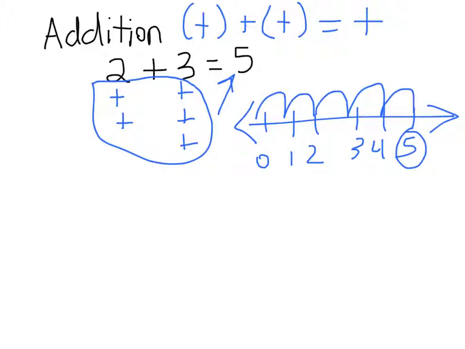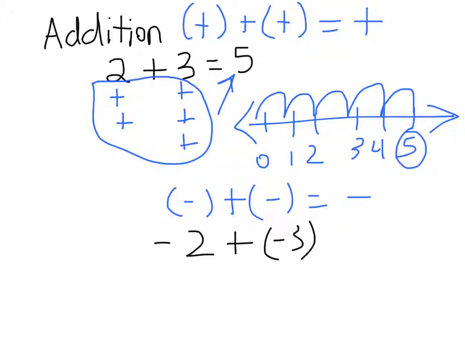When you have a negative plus a negative, it will always be a negative. For example, if we have negative 2 plus negative 3, that will equal negative 5.